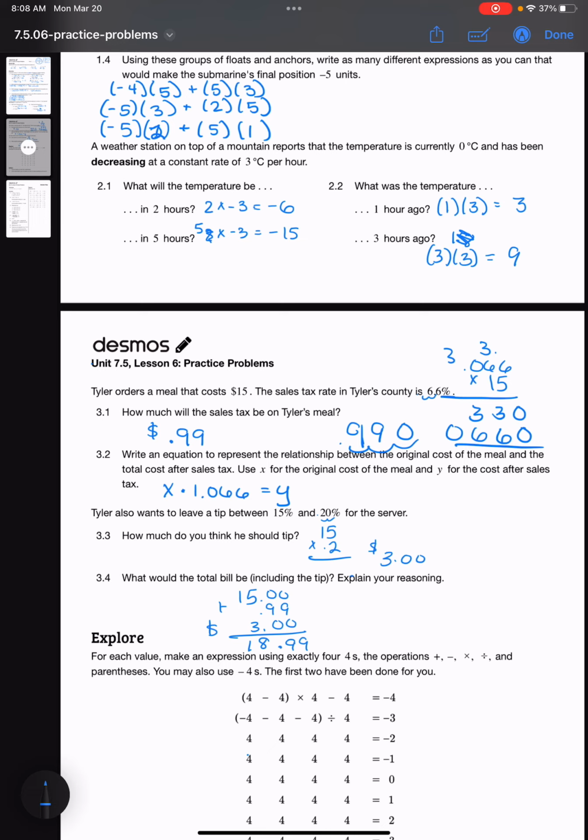The last one is the Explore. If you wanted to work on this, you could. We did this at the beginning of the year a little bit, so it's up to you if you want to do this or not. Give yourself that extra challenge. Otherwise, we can go over it all in class tomorrow. Thank you.